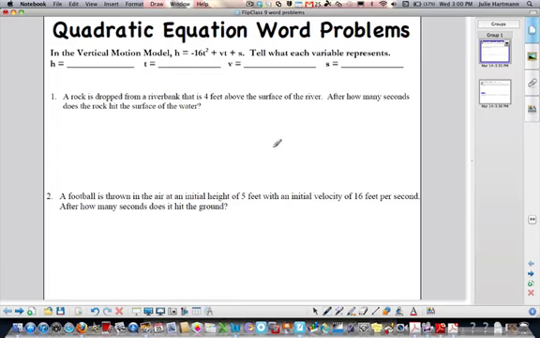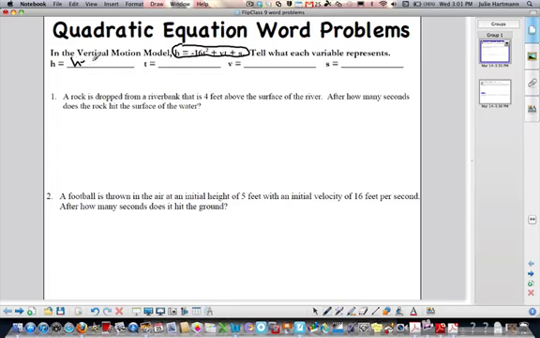Alright, here we go with Class 9, quadratic equation word problems. What we're going to do is look at a vertical motion model. This is your vertical motion model right here: h equals negative 16t squared plus v times t plus s. Now, what each variable represents.